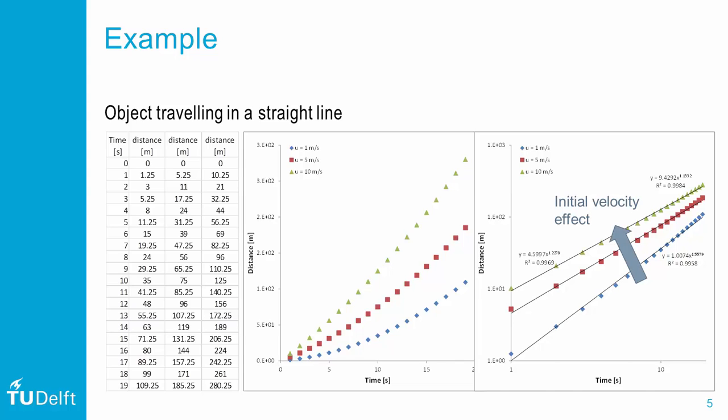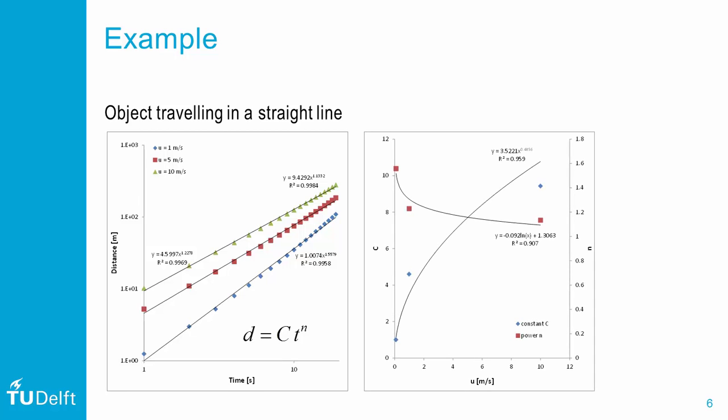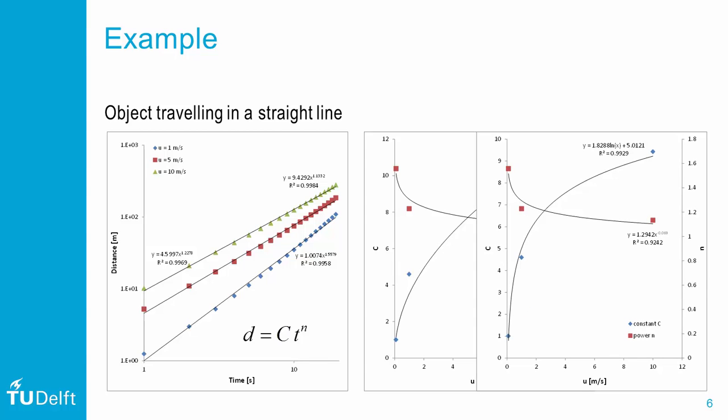Now to get to a prediction model, we can generalize the power law function to this simple equation in which both the capital C and the exponent n are a function of the initial velocity. So we plot both against the initial velocity and we get trend lines. Now the advantage of Excel is that we can evaluate different trend lines to find the best fit.